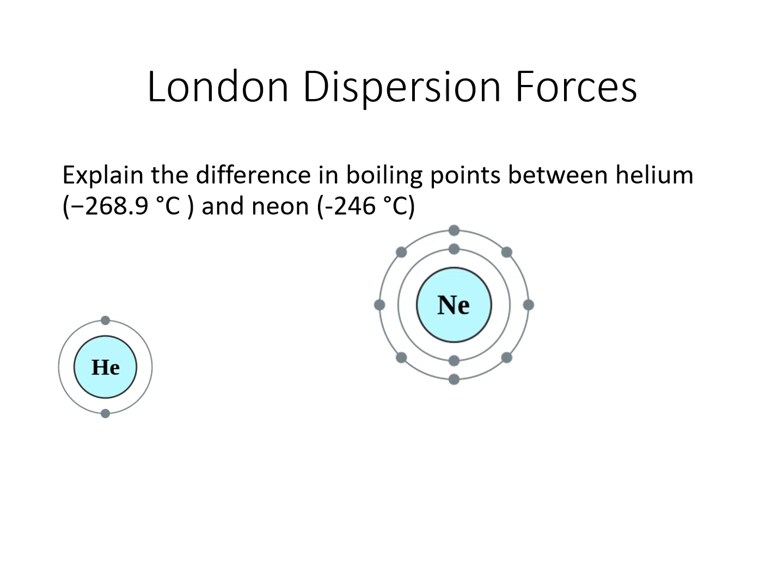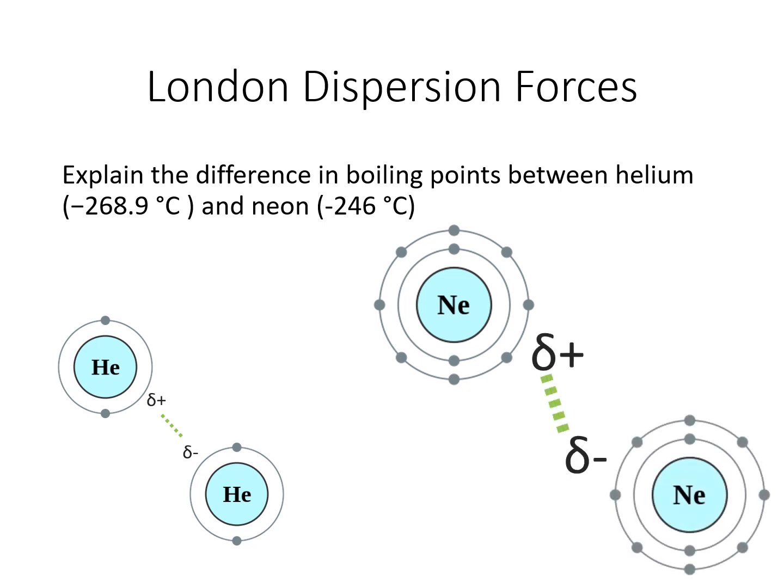Well, why is that? It's to do with the size of the London dispersion force. So if we get two atoms of helium, we've only got 2 electrons there. So the partial negative, partial positive charge is always going to be quite small. Whereas in the neon, we've got 10 electrons there, so we've got 5 times as many. So the strength of our London dispersion force between neon atoms is going to be greater.